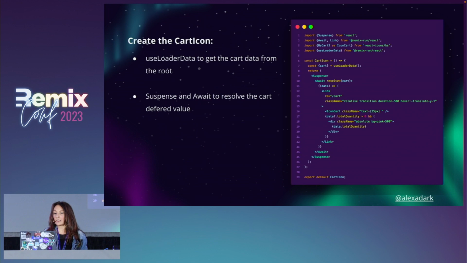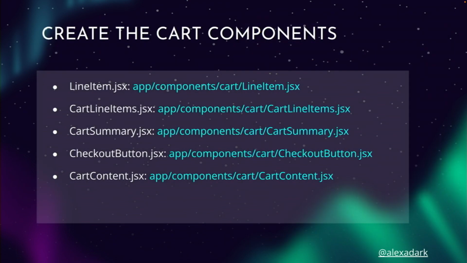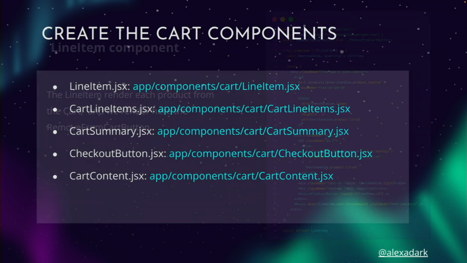So this is the cart icon component, and as this component is a child of the root file, we can get the data from use loader data, and then we pass this cart. This promise is resolved in the await component that we use along with suspense. Then we get this data. From this data, we get the quantity of items, and we display it in our icon. So very simple. So now we have all the data to build our UI components.